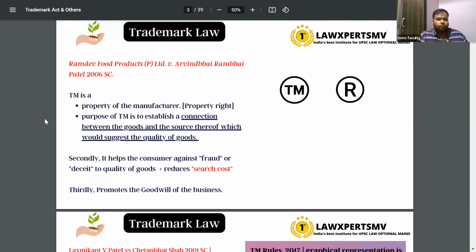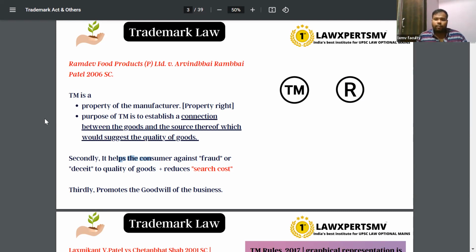As I just told you, it establishes the connection between the goods and services and the source from which that particular good came. And it will also suggest the quality of that particular good. Thirdly, it will help the consumer against fraud or deceit about the quality of the goods. When you perceive the word Sony or Samsung, you will know that it has some quality, right? And when you think of that quality, you will go and purchase from any of these manufacturers.